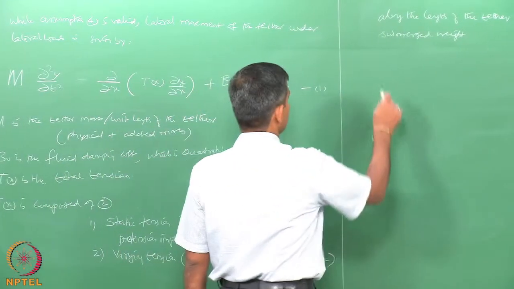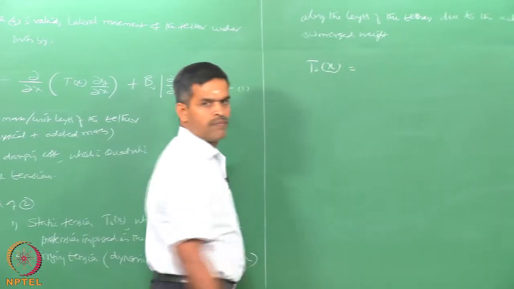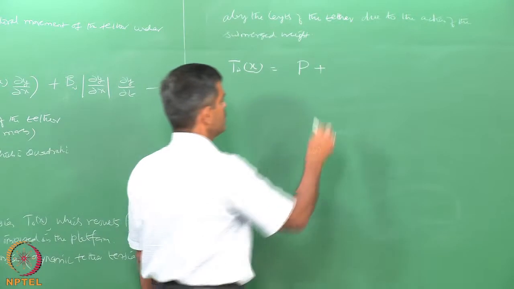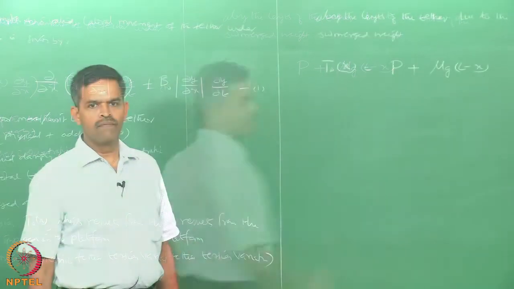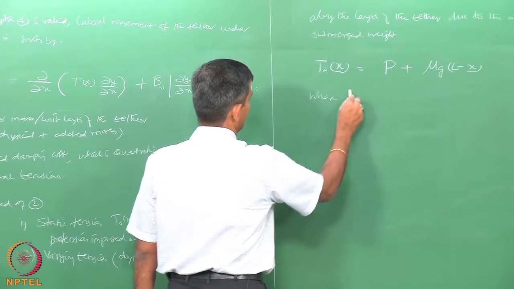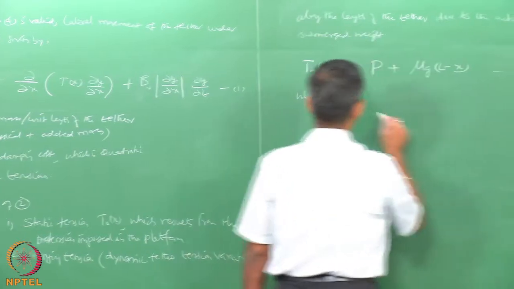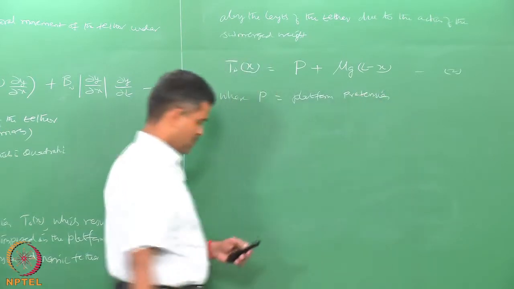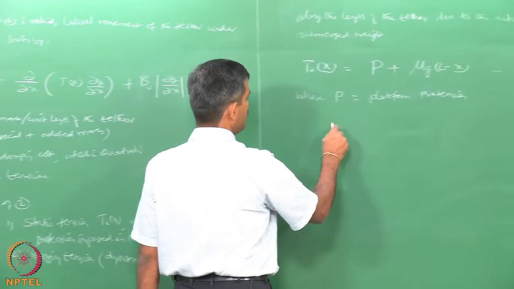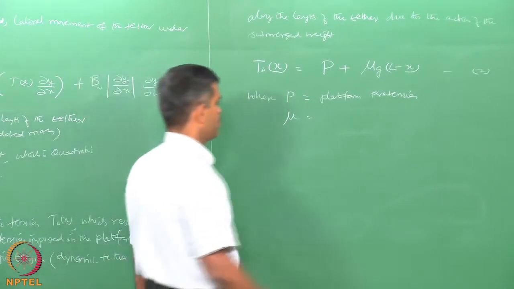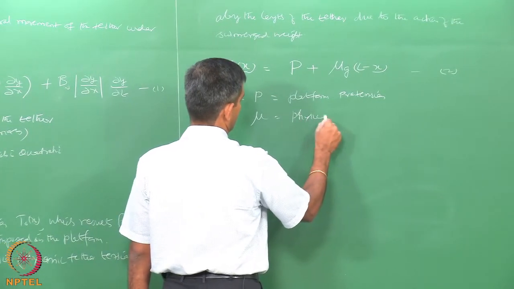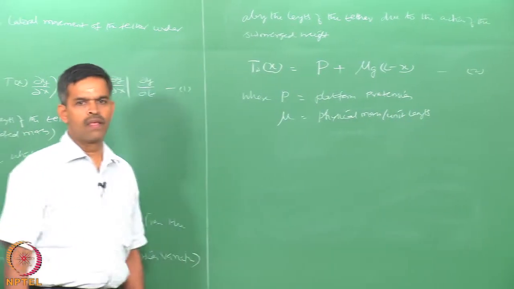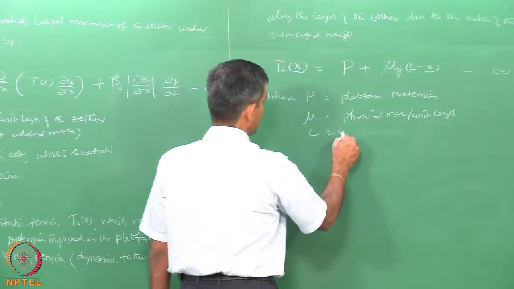Now, one can now say T0x is P plus mu g (L minus x), where P, let us see equation 2, is platform pretension, mu is the physical mass per unit length, L is the tether length.